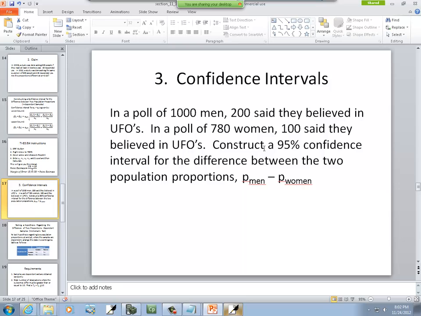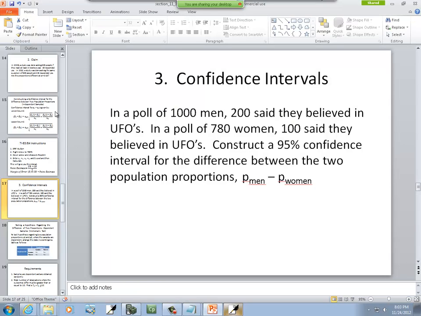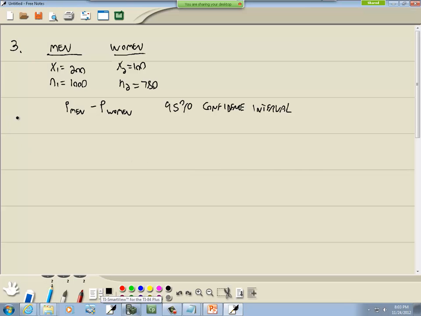And it says construct a 95% confidence interval for the difference between the two population proportions. So P men minus P women. And 95% confidence interval. Okay, now let's go back to these. Well, we have this one, which is our by hand. And so let's look at that first.